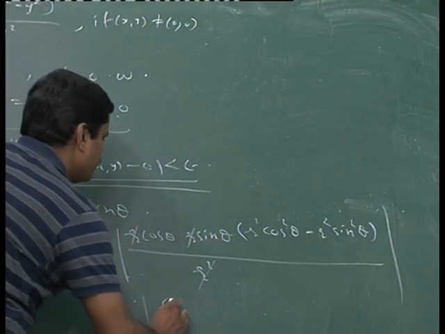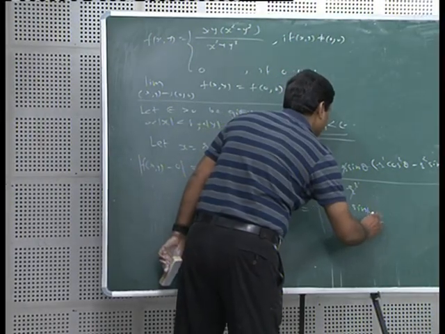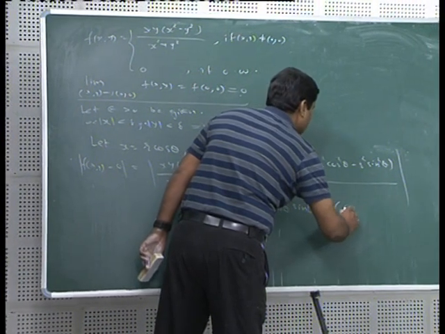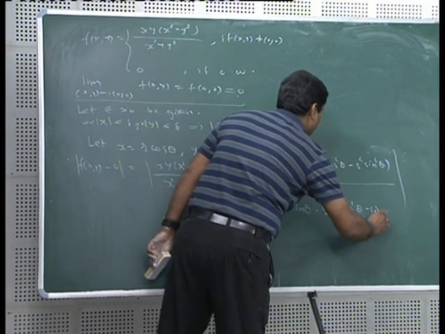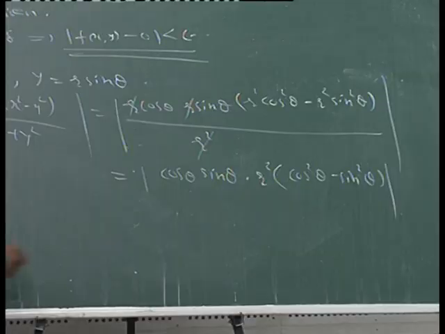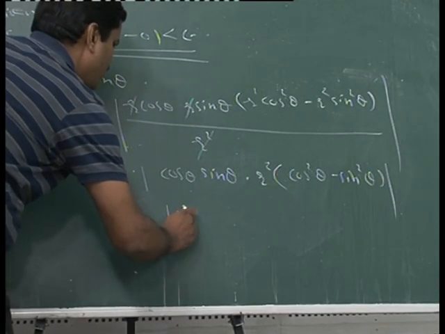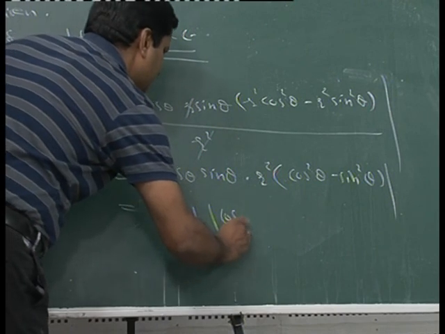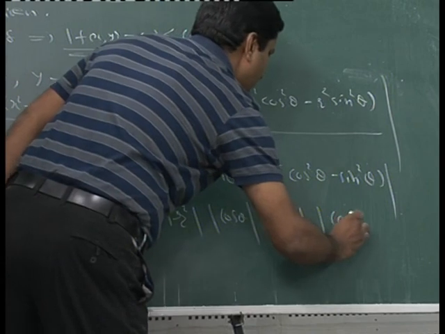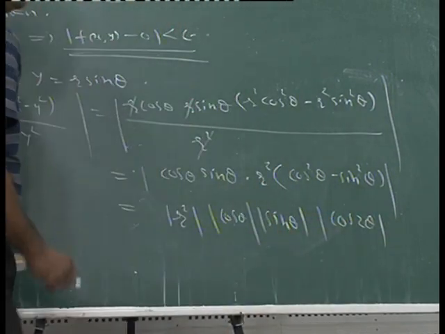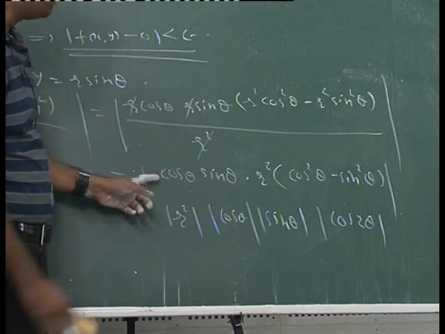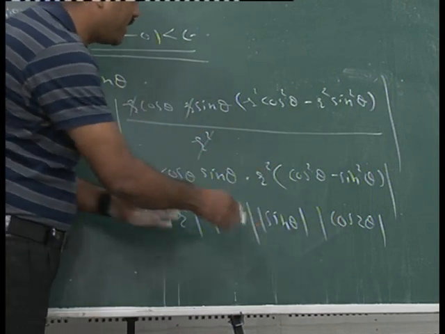So, what you will get is cos θ sin θ into r², since r² is common, and cos² − sin². What is cos² − sin²? Cos²θ − sin²θ is cos 2θ. So, this gives you |r²| into |cos θ| |sin θ| and |cos 2θ|. A into B into C into D, you can separate like this.